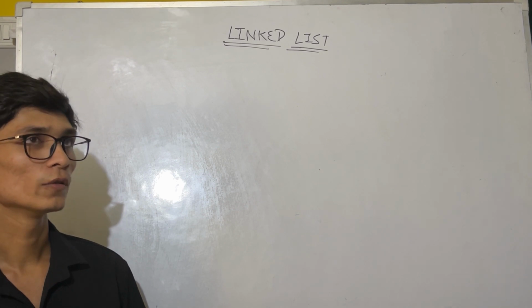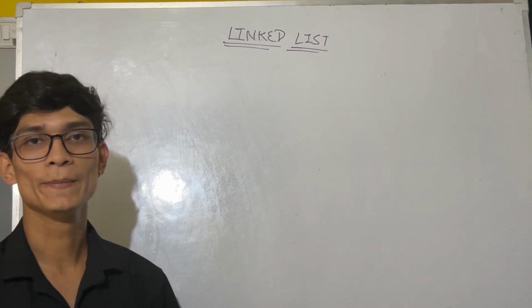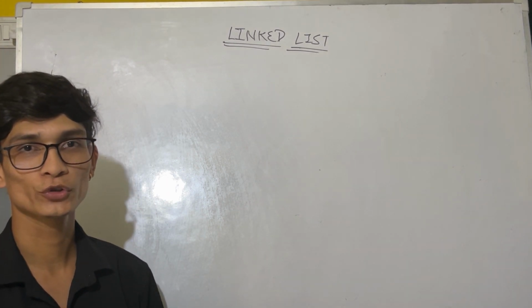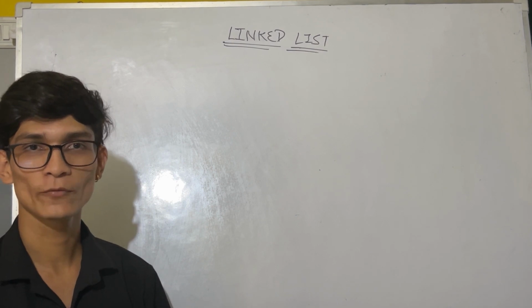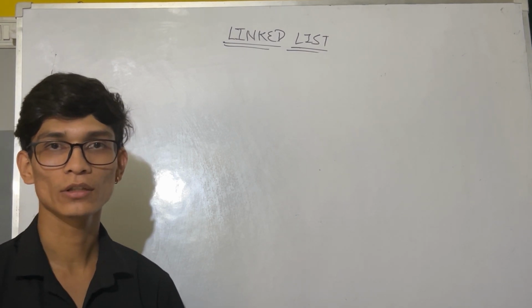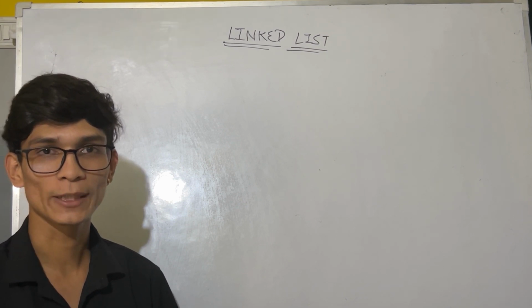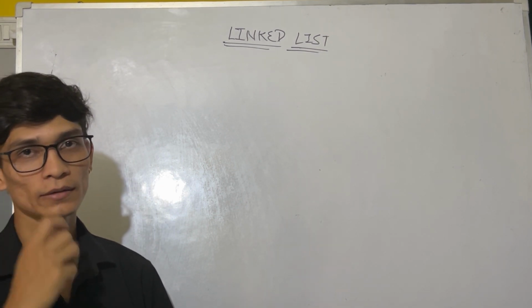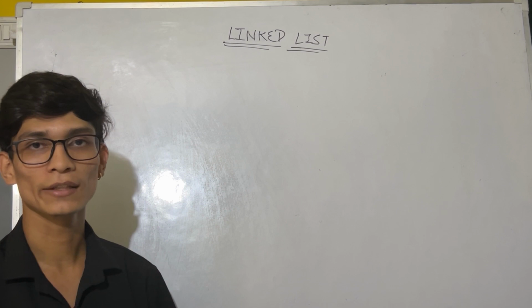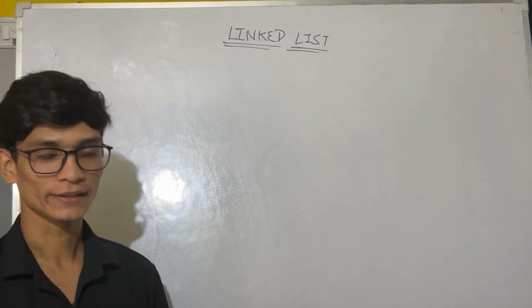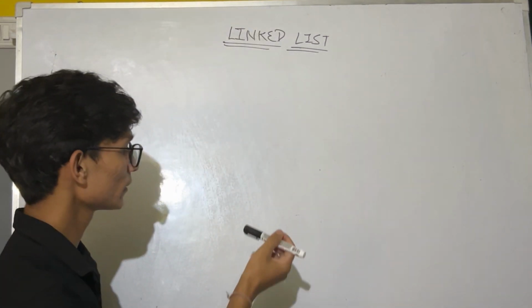A linked list is basically a data structure which is used to store data of the same form. It can store integers, numbers, or any kind of data, but the data should be of the same type. It also stores a link, and that's why it is called a linked list. So let me explain how it works.